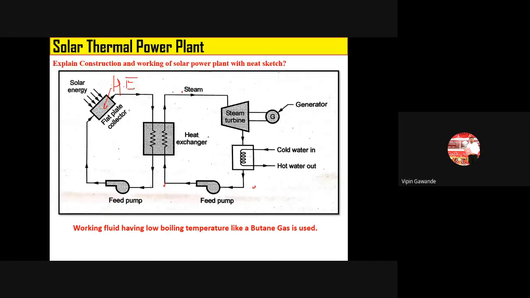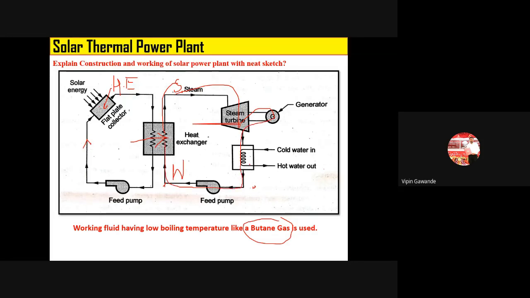So the function of the flat plate collector is to trap solar energy and convert that into heat energy. Then the butane gas which is flowing through this circuit absorbs this heat energy, and when that butane gas comes in contact with our feed water, which is supplied here, it gives its heat to the water. That water is converted into superheated steam. Superheated steam comes into the steam turbine, then generates electricity, comes into the condenser, then comes again back here.